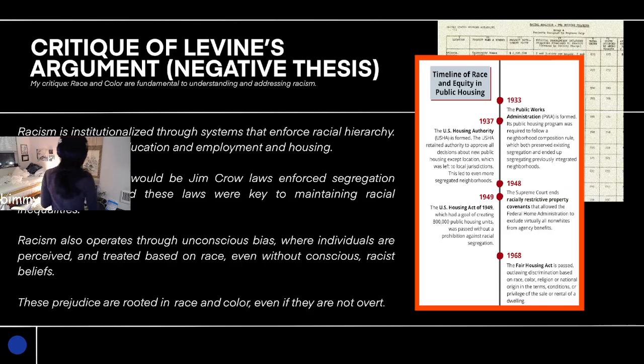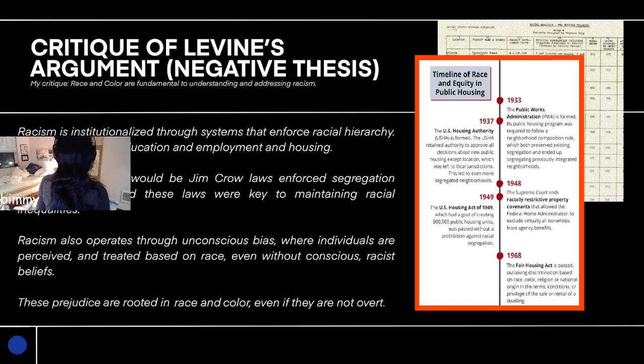But the two main reasons, the first one is that racism is institutionalized through systems that enforce racial hierarchy. For example, laws, education, employment, and housing. Don't ask me why I used two ands. And an example of this would be Jim Crow laws, because we all know Jim Crow laws. You know the main one that they started, separate but equal, and this law was used to put black people in worse living conditions.